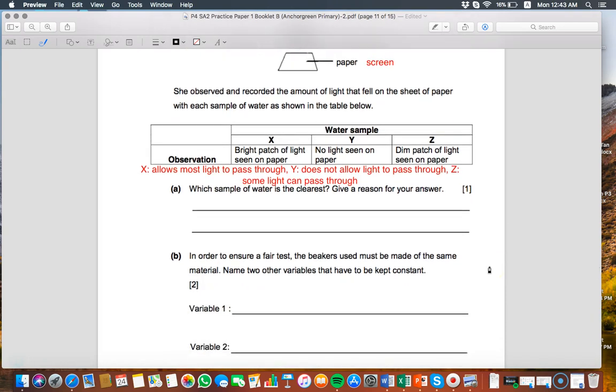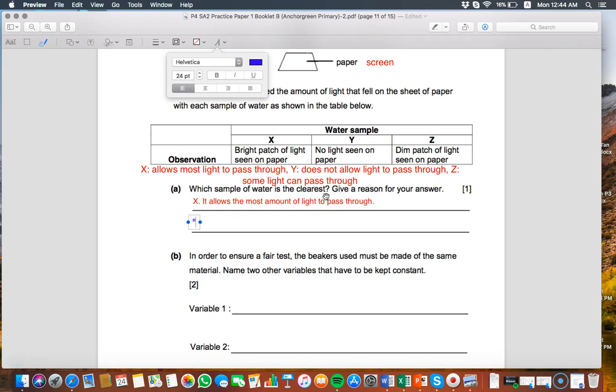Which sample of water is the clearest? Obviously, it will be the one that allows most light to pass through. So the answer will be X. Give a reason. It allows the most amount of light to pass through. Take note. I'm going to write this down, and I think I repeated it many times.